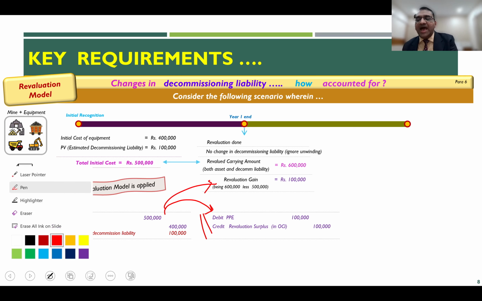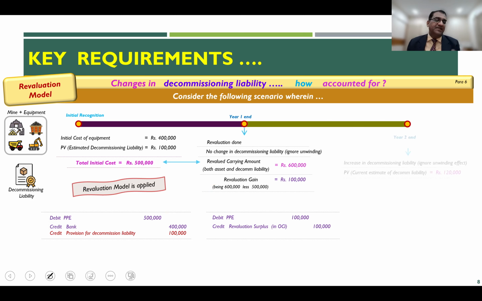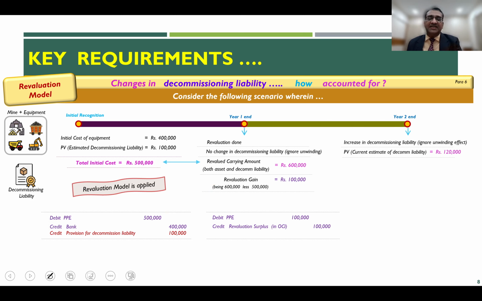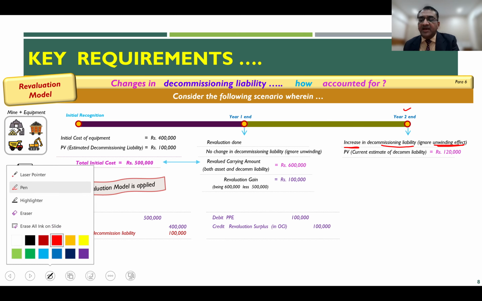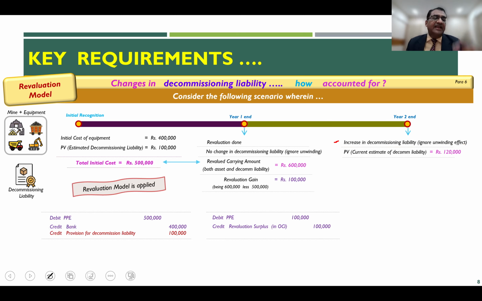Now, what happens subsequently? Let's see this. At the end of year number 1, the PP&E has a carrying amount of 6 lakh. But then there is a change in the decommissioning liability in year number 2. At the end of year number 2, there's an increase in the decommissioning liability. Again, for simplicity, ignore the unwinding effect that we will see in next week's video with the case study. Assume that in this case, there is an increase in the liability.